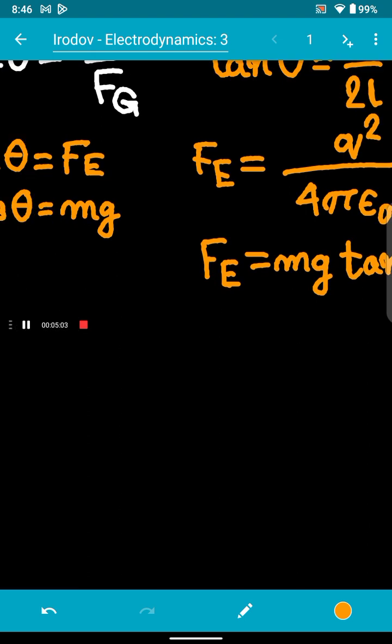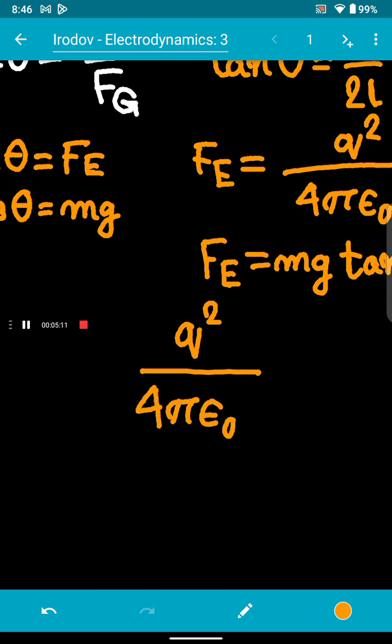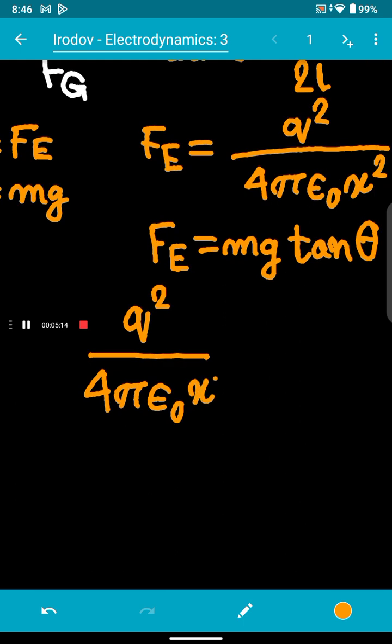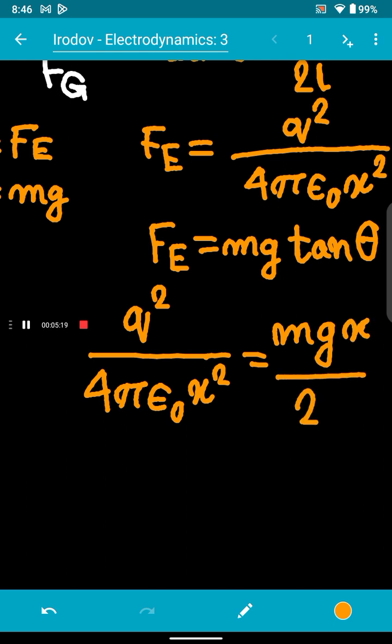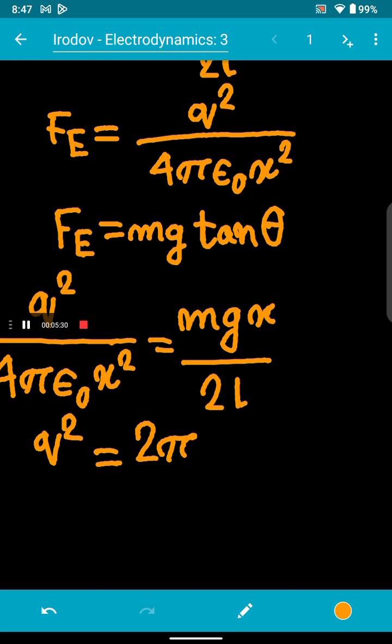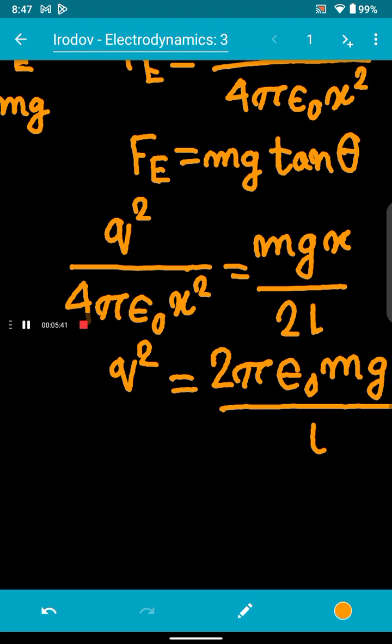So let's write this: q square by 4 pi epsilon naught x squared is basically mgx by 2L. So q square we may write as 2 pi epsilon naught mg x cube, and below it will be only L. I mean, we are just taking x squared to the right hand side.